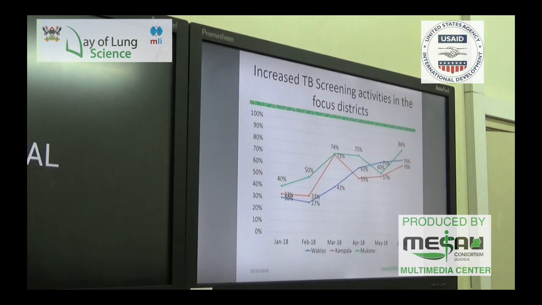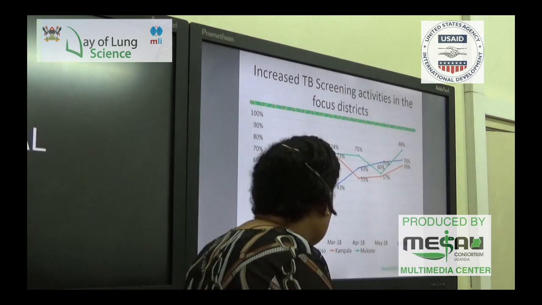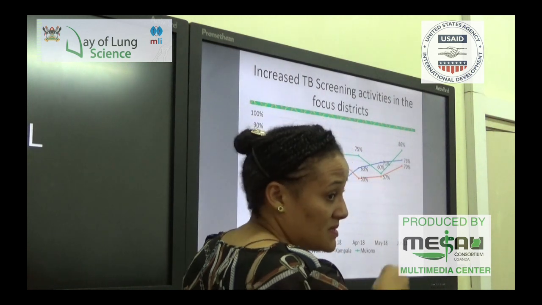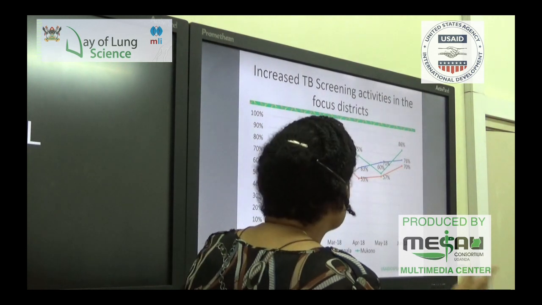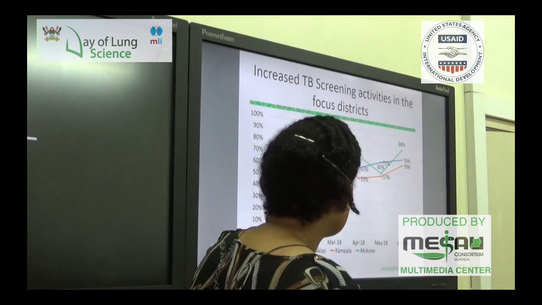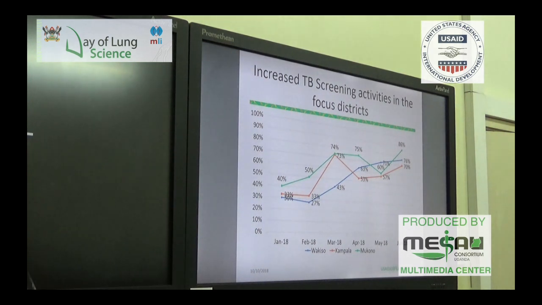Again, we have worked with teams to increase TB screening activities in the three focus districts, and you can see we started off with between 30 and 40% of patients coming to the facility being screened. And by June 2018, we have 86% in Mukono. This is aggregated data, by the way, not one site or two sites. This is across the sites that we support. And 76% in Wakiso and 70% in the sites in Kampala.